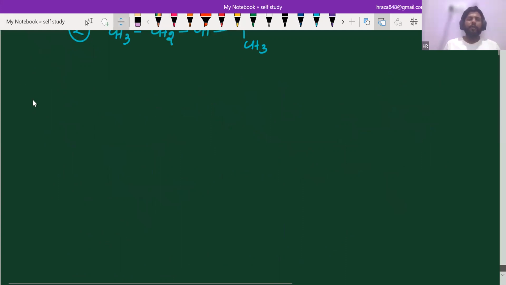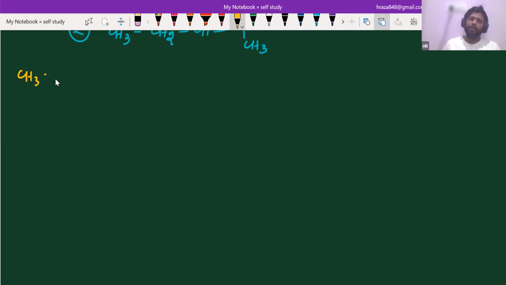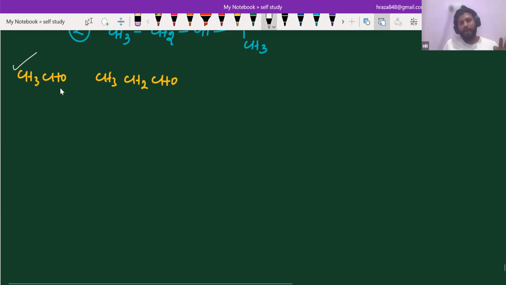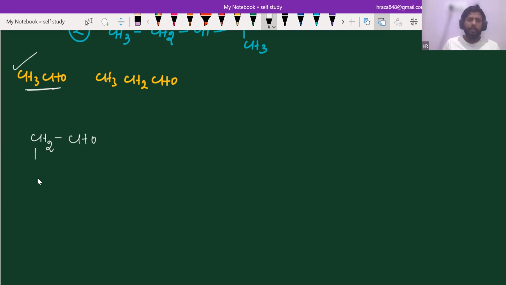Now, if you are going to do the third, what you need to do? There were two reactants, CH3CHO and the other is CH3CH2CHO. So I'm just going to take this as nucleophile. How is it possible? CH2CHO, and this is your hydrogen, so this will be removed. In the presence of dilute NaOH, this will be CH2 negative.